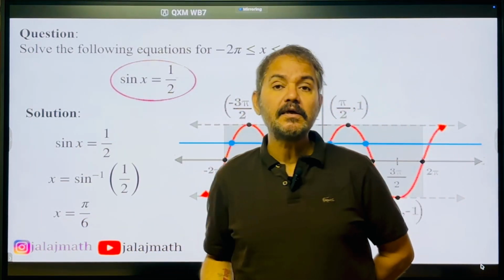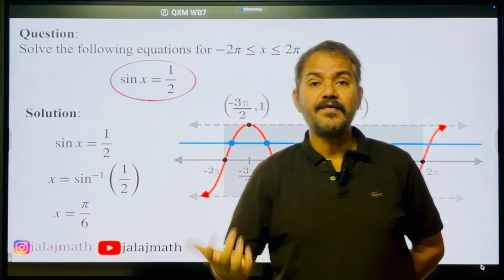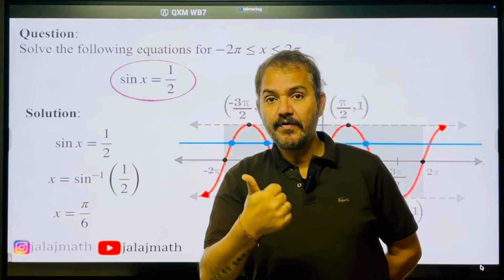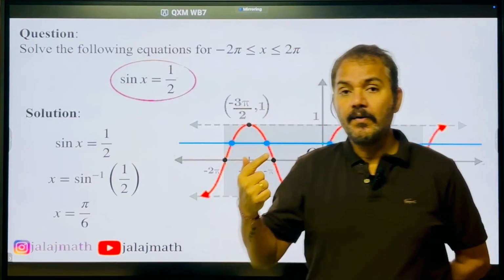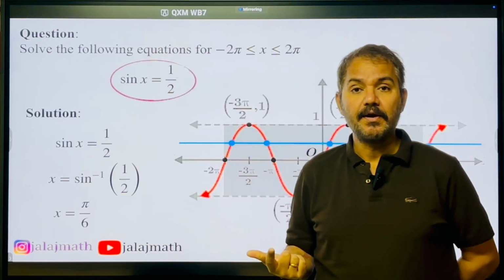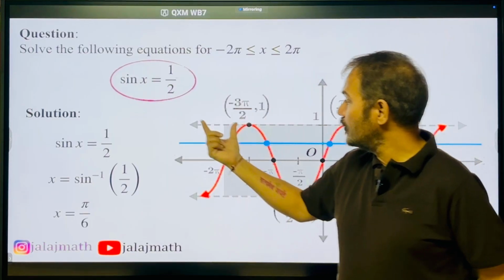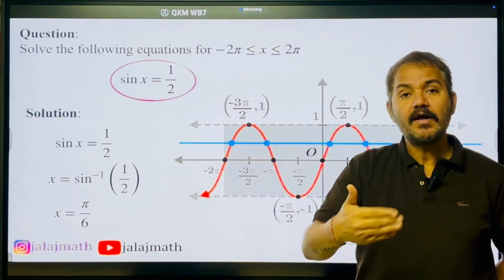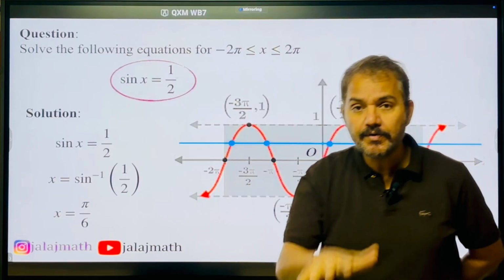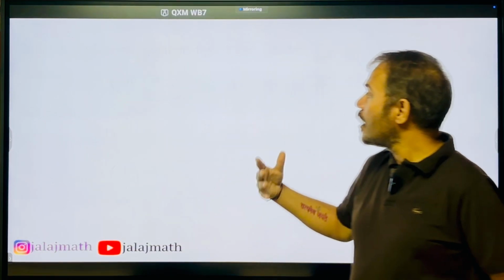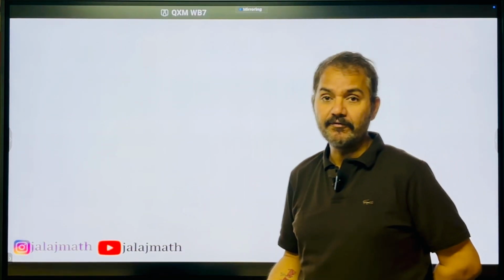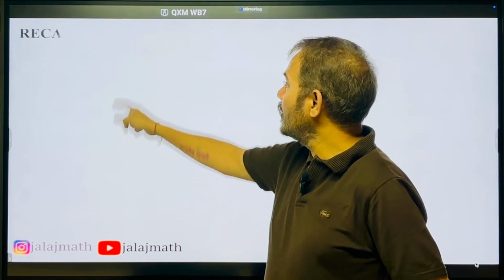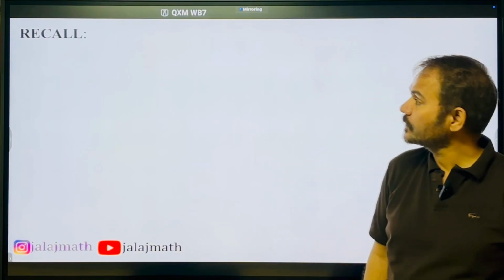So what are the other 3 answers? How do we find them? We know the periodic nature of the sine function. Even if you have cosine or tangent, we see that values get repeated. For values of angle for which the trigonometric ratio is the same, we can have multiple values. So in today's video, we will explore how to get those multiple values. Before that, I would like you all to recall certain things.